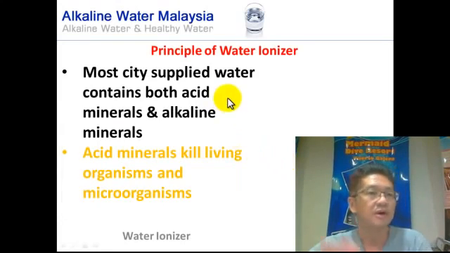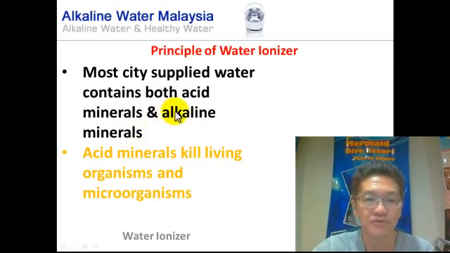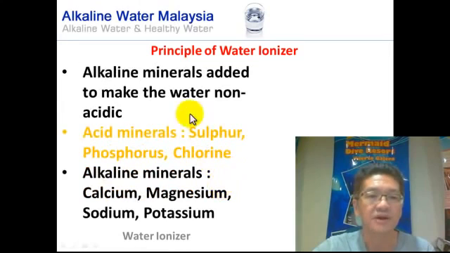Now let's talk a bit about our water supply. Most of the city supplied water contains both acid minerals and alkaline minerals. Why is that? Before the water can be supplied to the taps in our homes, the city or the municipal body needs to add acid minerals to kill living organisms and microorganisms. This could be harmful to our body.